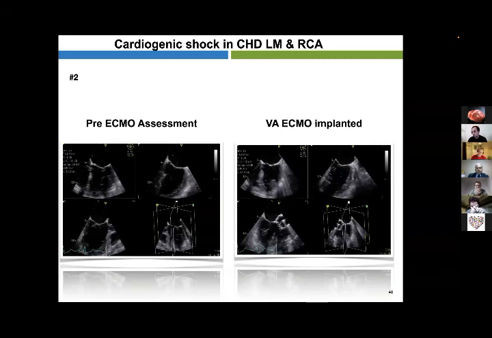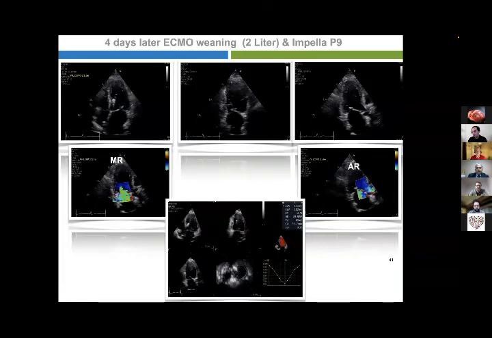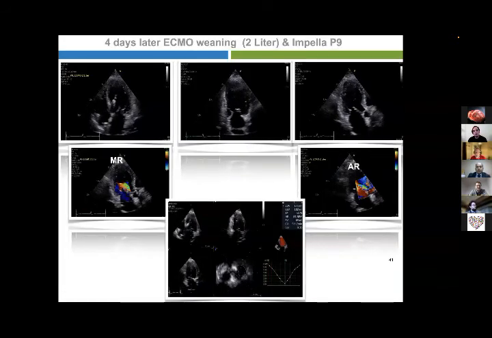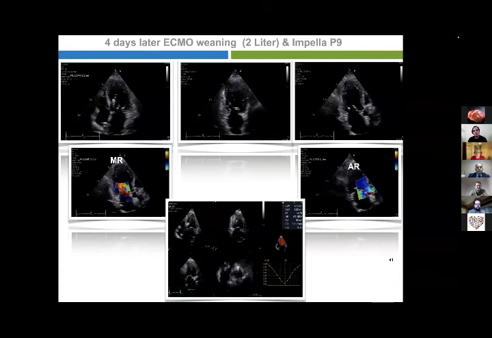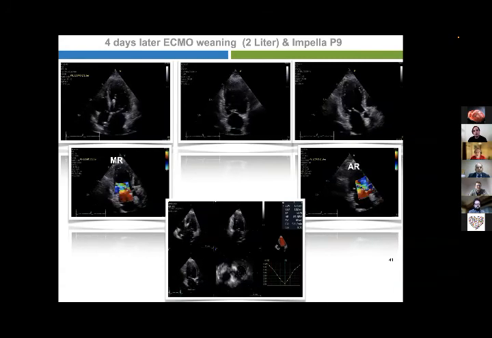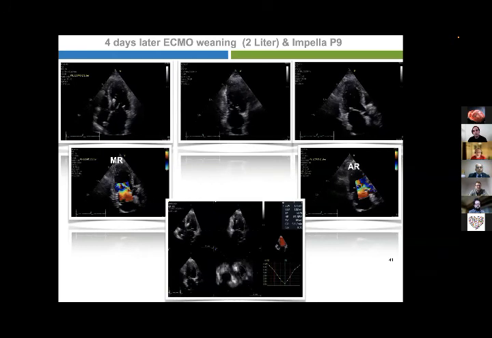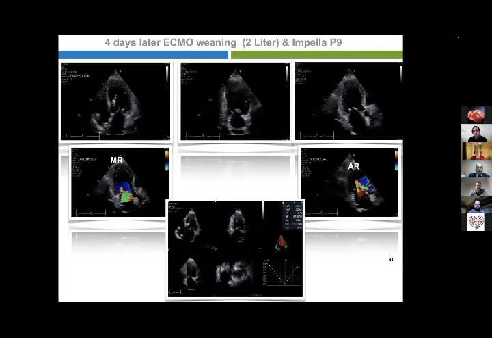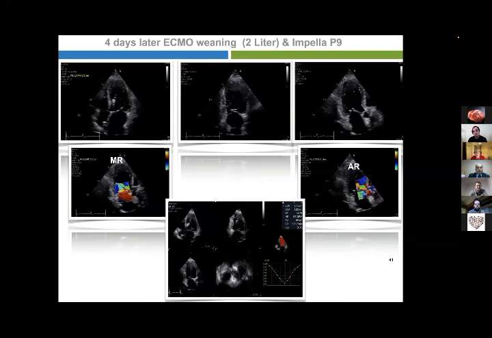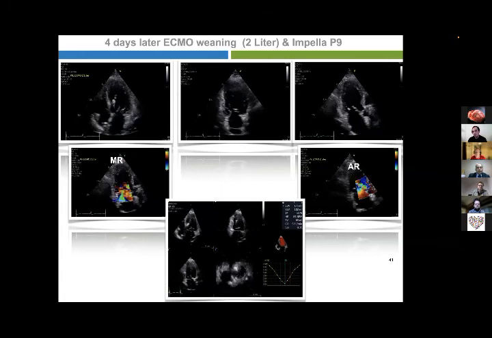So then 4 days later, we could already reduce the ECMO flow to 2 liters, but the impeller stayed high with P9. And as you can see, the LV function, although she had almost a CTO of left main and CTO of RCA and got PCI, the left ventricle improved in 4 days in an incredible way. Still, she has lots of MR and aortic regurgitation as well, but maybe it's due to the impeller pump, so that's not clear for now.